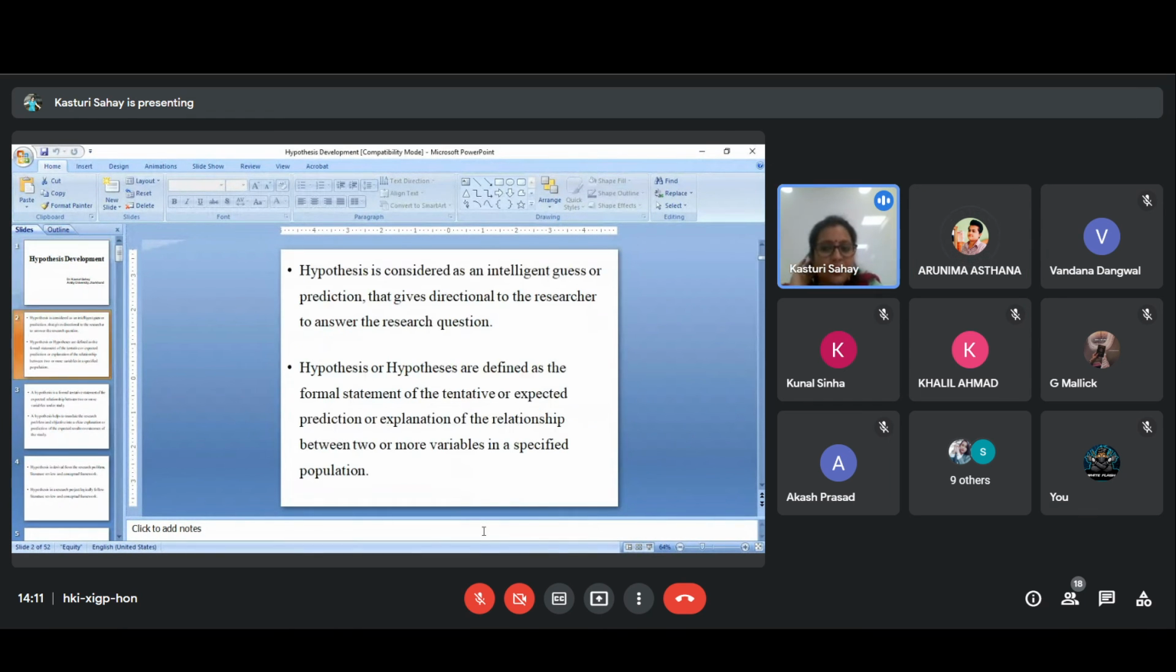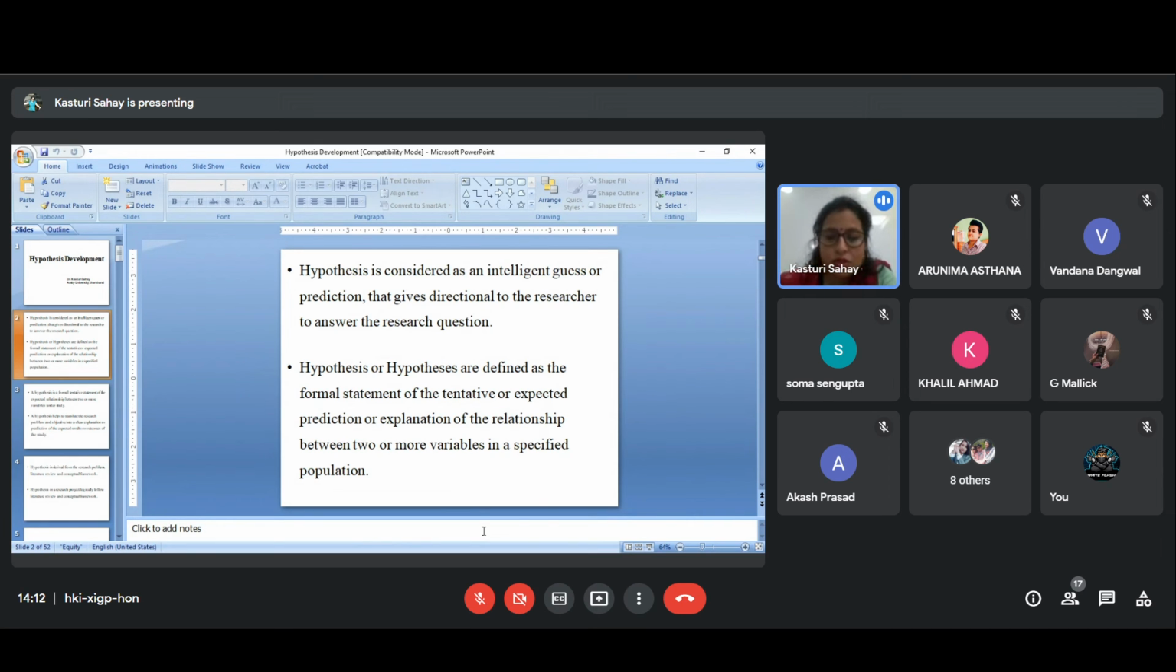So basically, a hypothesis is considered as an intelligent guess or prediction or assumption that gives direction to the researcher to answer the research question. So you frame a research question at the beginning of your research, and based on the literature review, the researches which you have gone through, you come out with some predictions, with some guesses about your variables in question, and that is the hypothesis for a research. So hypothesis can be defined as a formal statement of the tentative or expected prediction of the relationship between two or more variables in a specified population.